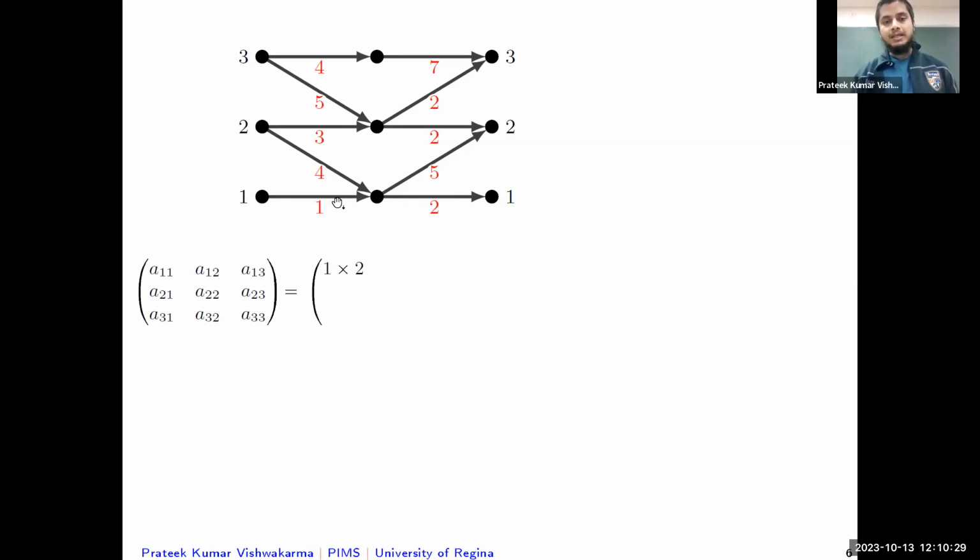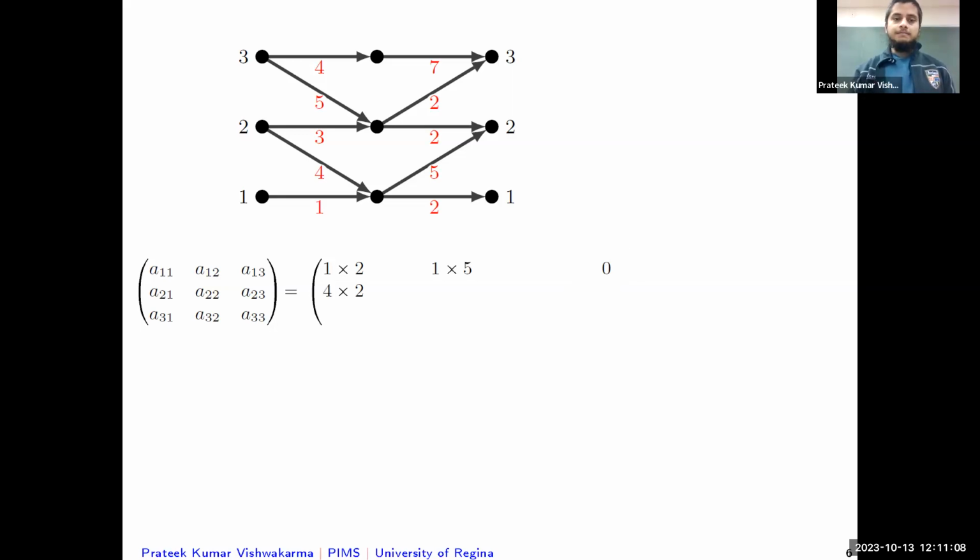It is to simply go straight across using edges with weights 1 and 2. Therefore, A11 is simply 1 times 2. To write down the entry A12, we look at all the paths starting at 1 and ending at 2, and write down the weight of that path. The weight of that path is 1 times 5. And to write down A13, we look at all the paths starting from 1 and ending at 3. In this planar network, there are no such paths, so that weight is 0.